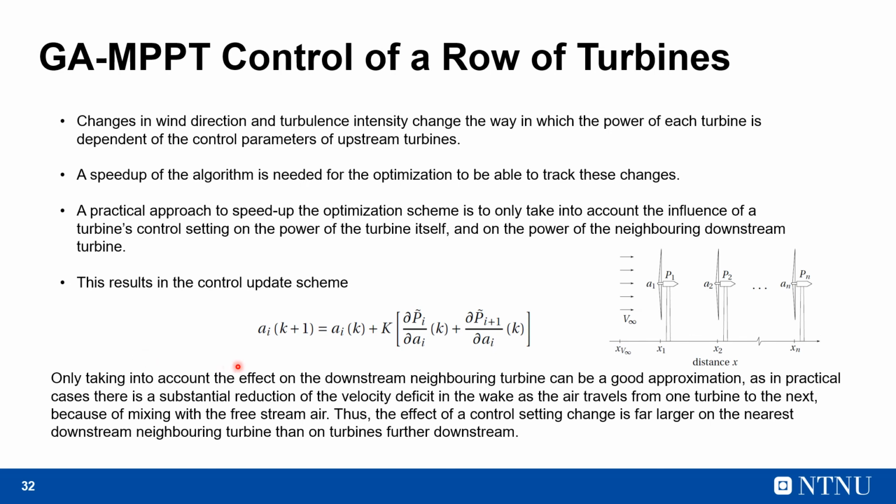This approach is quite a good approximation, because in practical cases there is substantial reduction in the wake velocity deficit as the wake travels from one turbine to the next, and the effect of a control setting change is far greater on the nearest turbine than on the downwind turbine, which is further away. And this is how Gebraad modified the MPPT algorithm to make it suitable for quickly varying wind fields.